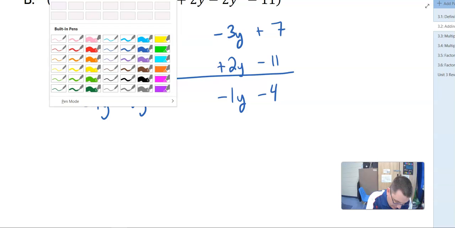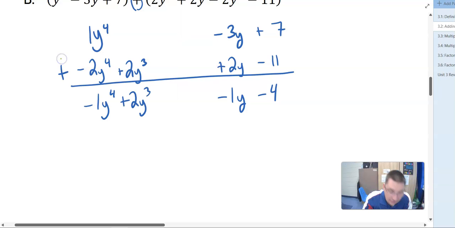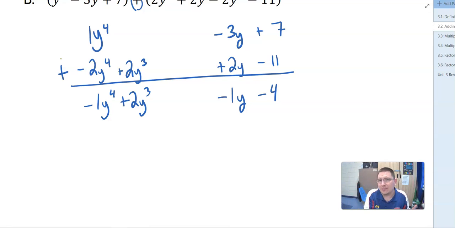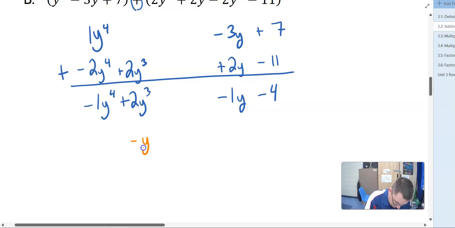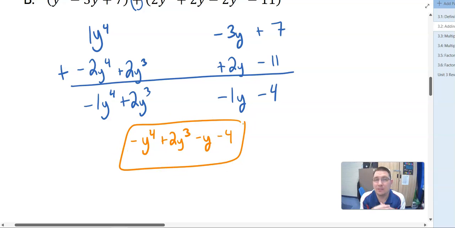Now we can get rid of the gap in the middle, and if we had any sign issues or if it wasn't in standard form already, if we hadn't already set it up in standard form, we want to put it in standard form. And so negative y to the fourth plus 2y cubed minus y minus 4. That is the simplified polynomial there after adding them together.